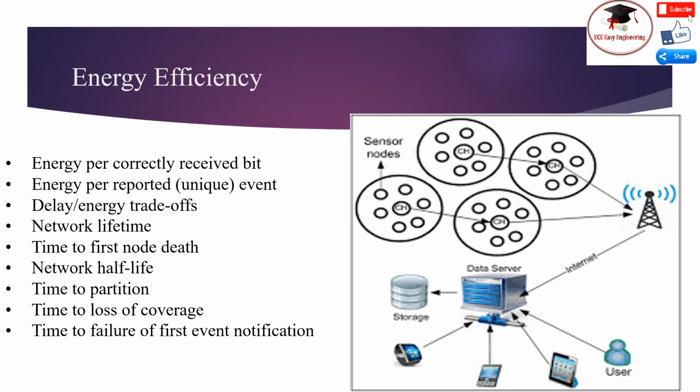Time to partition is when the first partition of the network into two or more disconnected parts occurs. Time to loss of coverage is the time when, for the first time, any spot in the deployment region is no longer covered by any node's observation. Time to failure of first event notification: a network partition can be seen as irrelevant if the unreachable part of the network does not want to report any events in the first place.